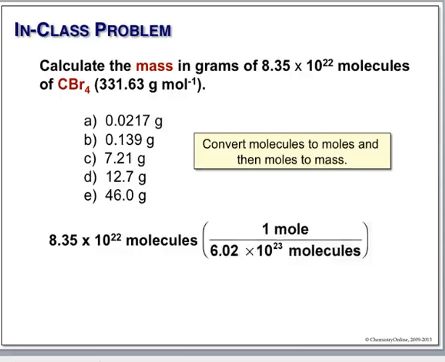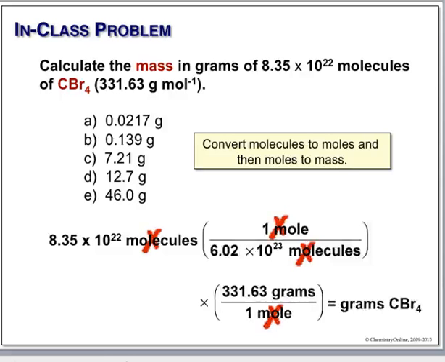Next, once we have number of moles, we want to convert that to grams. If we know the number of moles, and we know what 1 mole weighs, 331.6, then we can simply write this. Molecules will cancel, moles will cancel, and we get grams.